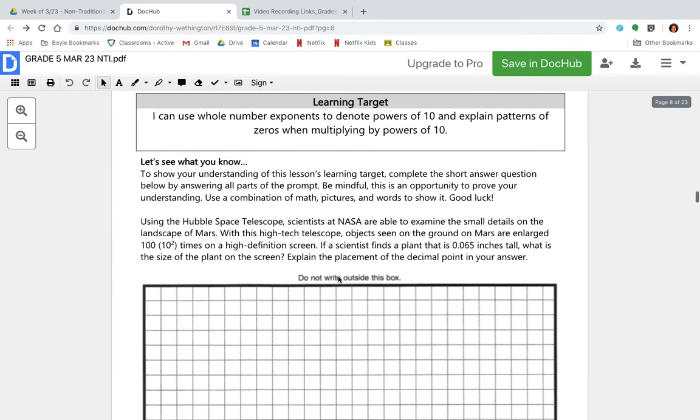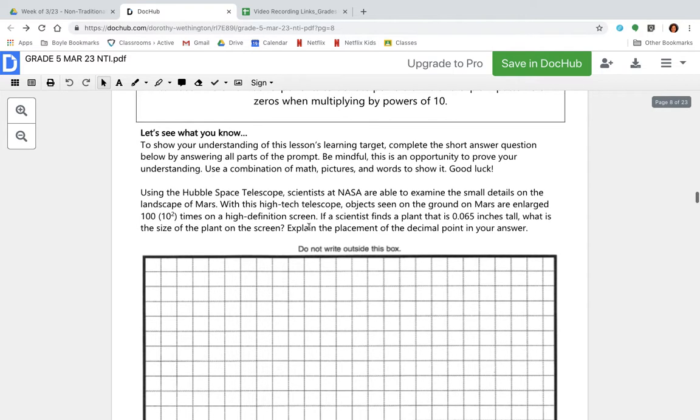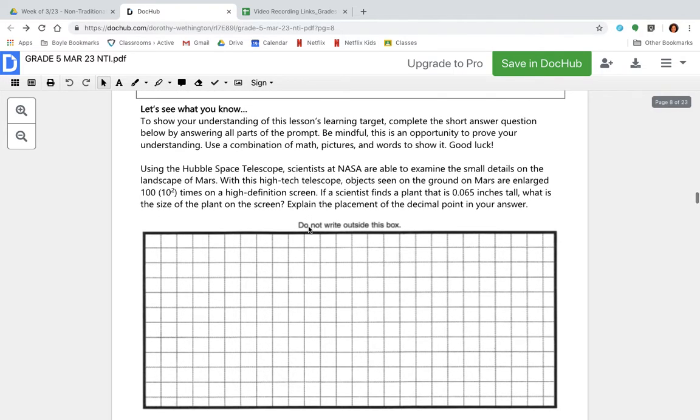Using the Hubble Space Telescope, scientists at NASA are able to examine the small details on the landscape of Mars. With this high-tech telescope, objects seen on the ground on Mars are enlarged by 100, 10 to the second power, times on a high-definition screen. If a scientist finds a plant that is 0.065 inches tall, what is the size of the plant on the screen? Explain the placement of the decimal point in your answer.